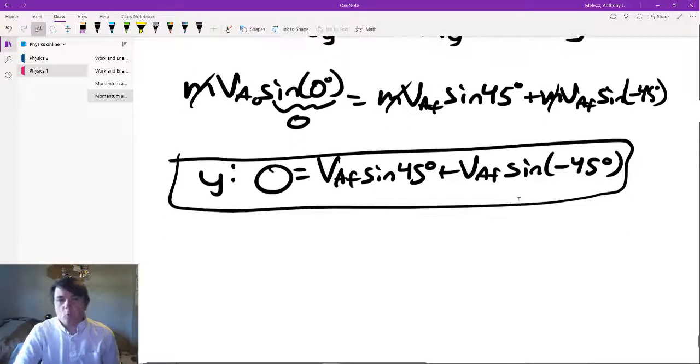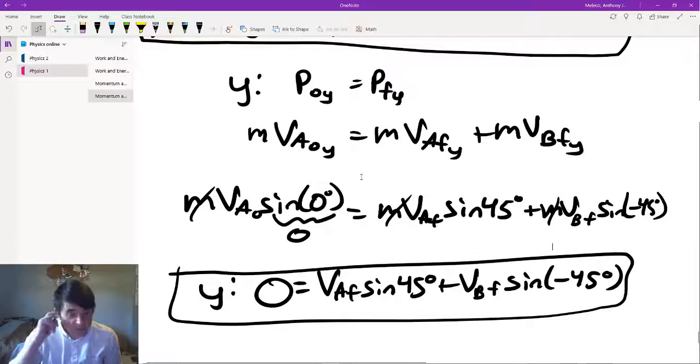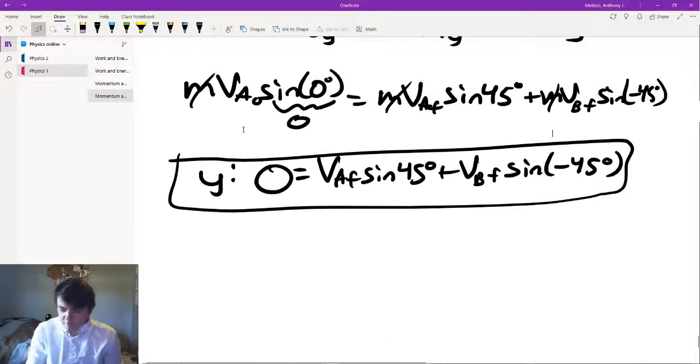So now we need to solve for VAF, whoops, and VBF. These should be B's. How long did I make that mistake? Okay. So we need to solve for VAF and VBF.